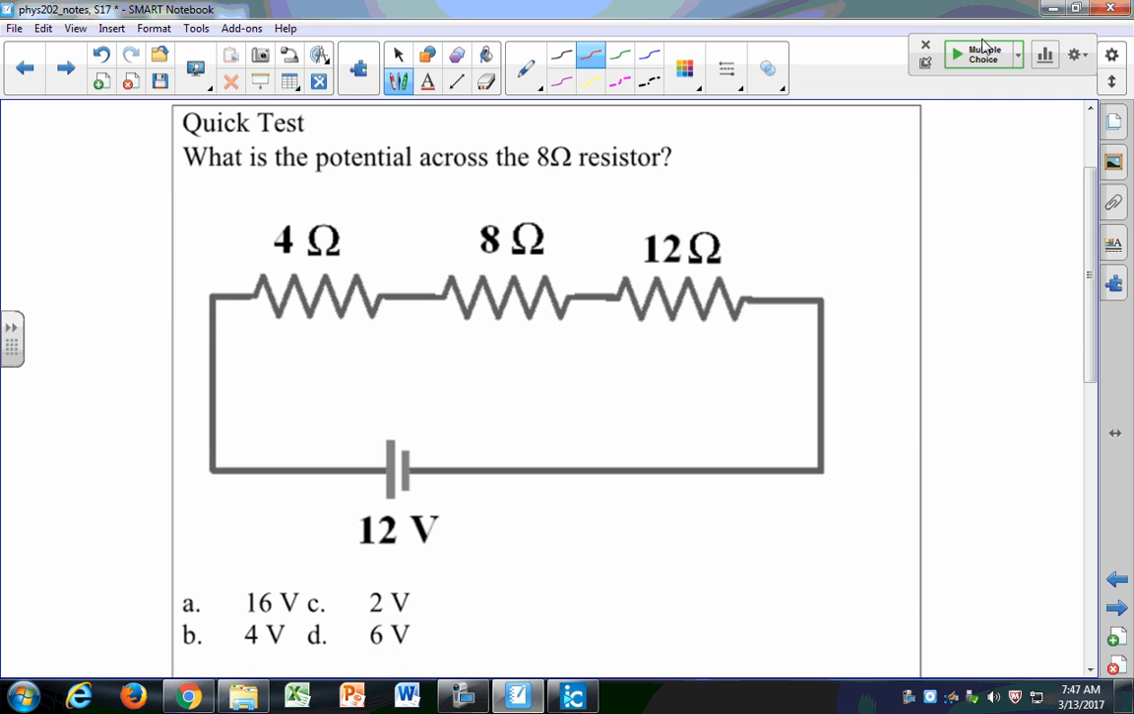Why don't you try this clicker question? You know what? Try just looking at it for a couple minutes. Don't use your calculator. Just try looking at it and think about what should be the relative distribution of voltages. There's one answer here that you can just get rid of right away. Which one is that? The 16, because I know that any one resistor can't have 16 volts because I only got 12 volts going to them.